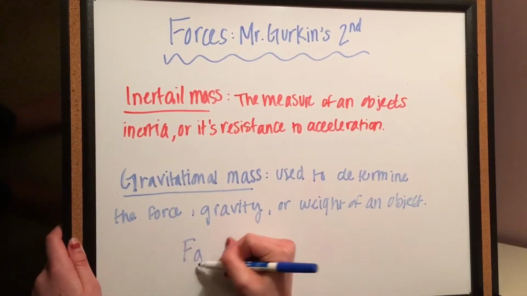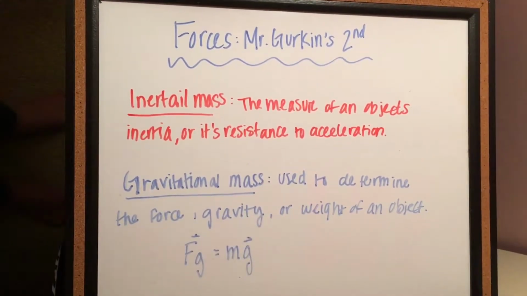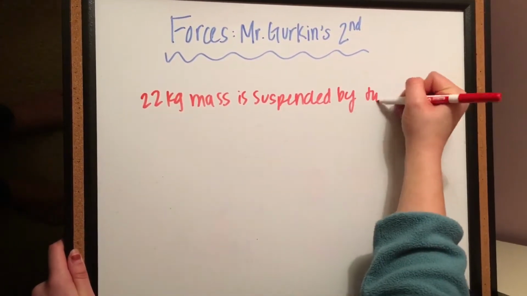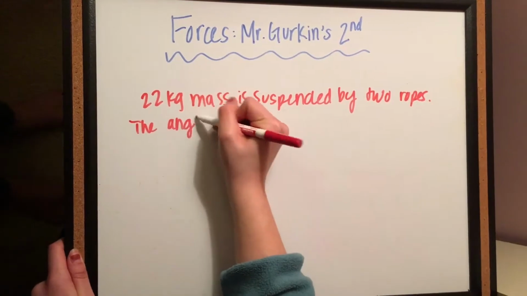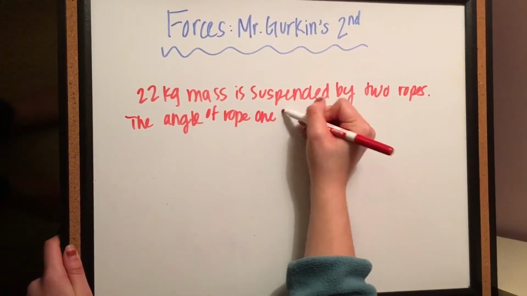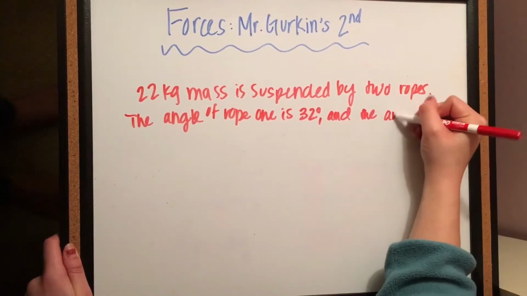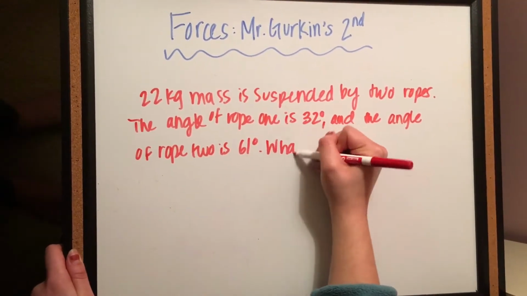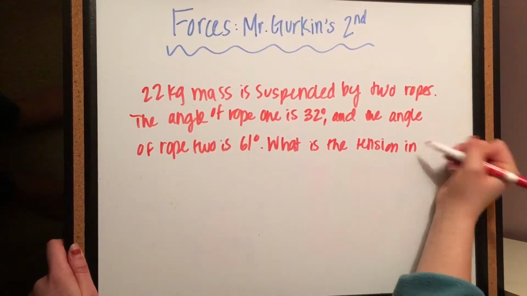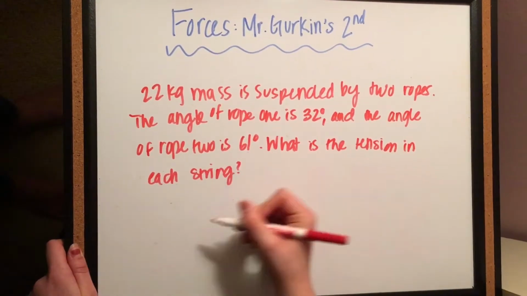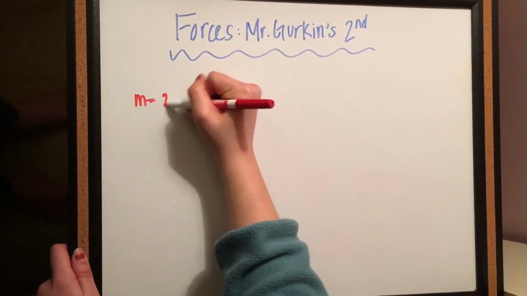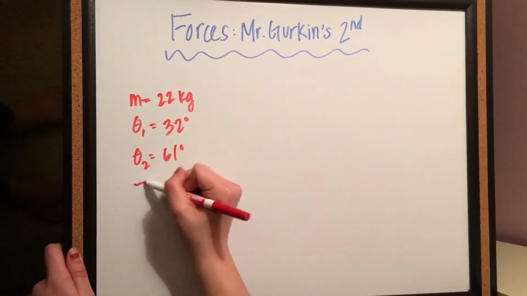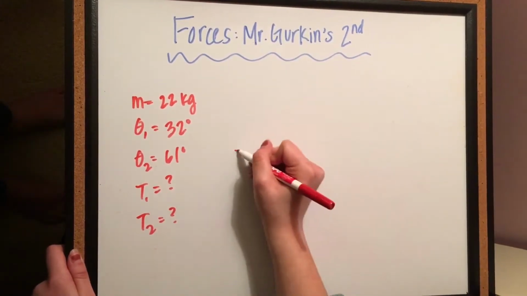So now we will be doing a two-string tension example. The problem is: a 22 kilogram mass is suspended by two strings. The angle of string 1 is 32 degrees, and the angle of string 2 is 61 degrees. What is the tension in each string? First, you would want to draw out a diagram of the problem given, and then write down all the known variables. After this, you set up the problem.